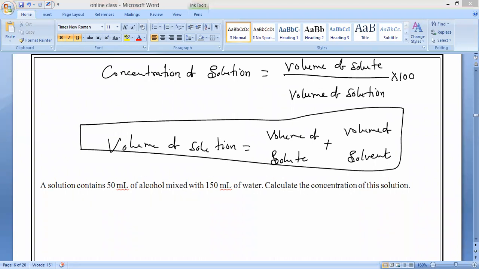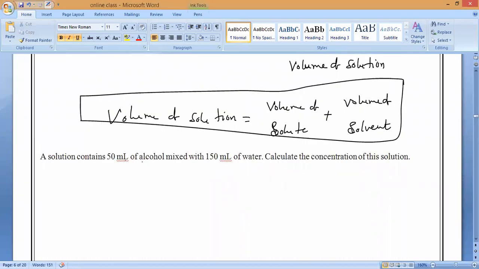Very good, everybody. So, what is the given question? A solution contains 50 ml of alcohol mixed with 150 ml of water. Water is what we used to call the solvent. Alcohol is called the solute.